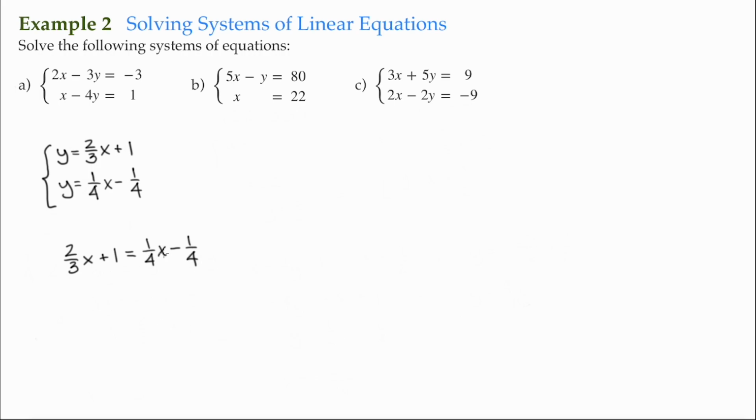I could then subtract 1/4 x from either side and subtract 1 from either side. This will give us negative 1/4 x plus 2/3 x. That's going to be equal to negative 1/4 minus 1. Negative 1/4 x plus 2/3 x, that's 5/12 x. And negative 1/4 minus 1 is negative 5/4.